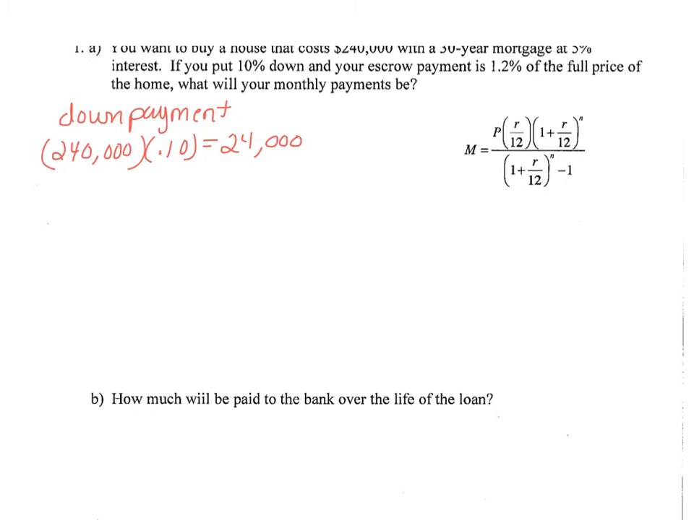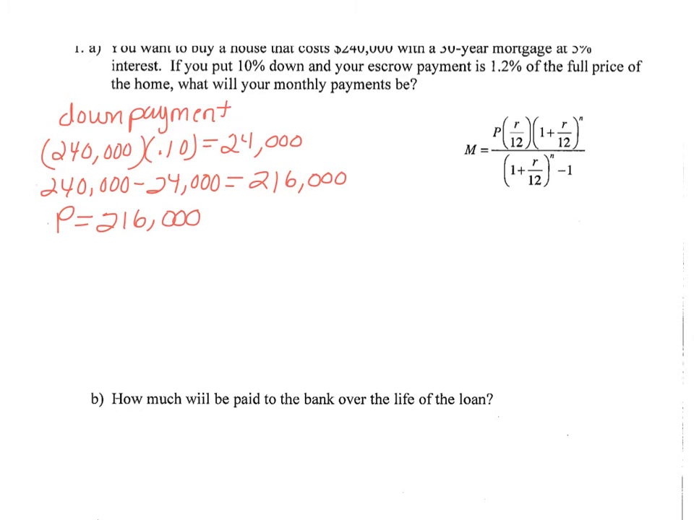So basically you have $240,000 minus that down payment of $24,000. You're going to end up asking for a mortgage of $216,000. So that's how much you're actually going to borrow. So that becomes my P value. So P is going to be $216,000, the amount I want to borrow.